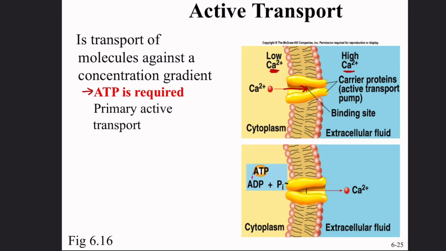This is considered primary active transport. We'll talk about what secondary active transport is in just a second. As you can see in this picture, this is considered primary active transport because it is just taking a calcium ion from an area of low concentration to an area of higher concentration, requiring ATP.